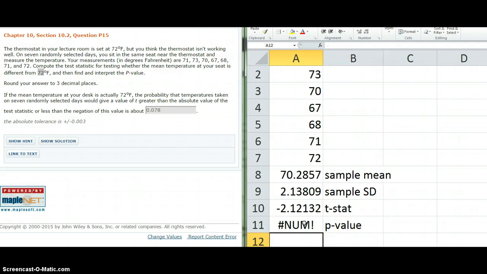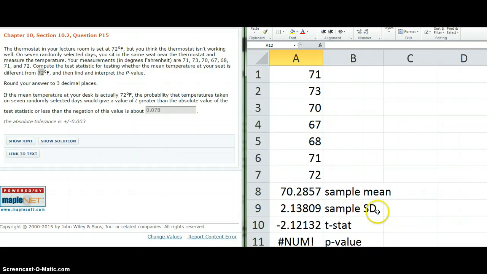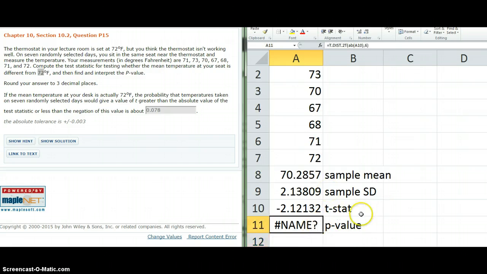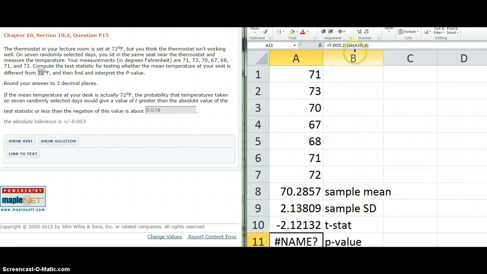So we press this and we get a numerical error. What's going on here? Well, the p-value is calculating all the way through to our test statistic. However, it's based on this being a positive number. So what we can do is take the absolute value of the test statistic. Of course, you could just type in the positive version of that if you don't want to reference a cell. And I did ABS, looking for absolute. This should work. Okay. And that gives us a p-value of 0.078, which is the answer.